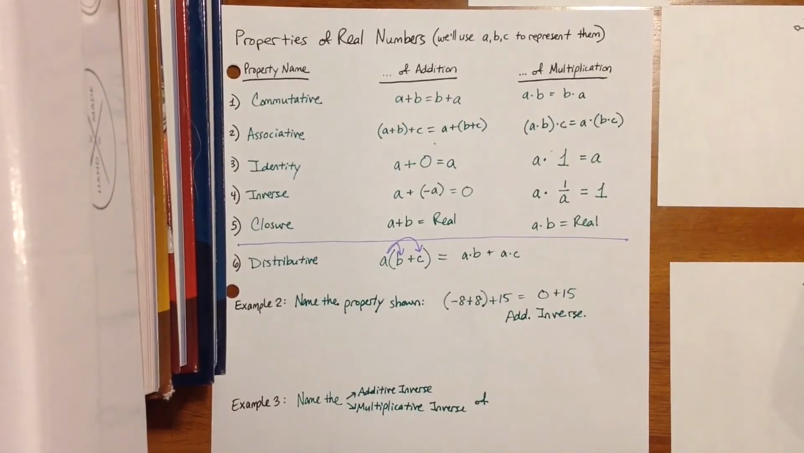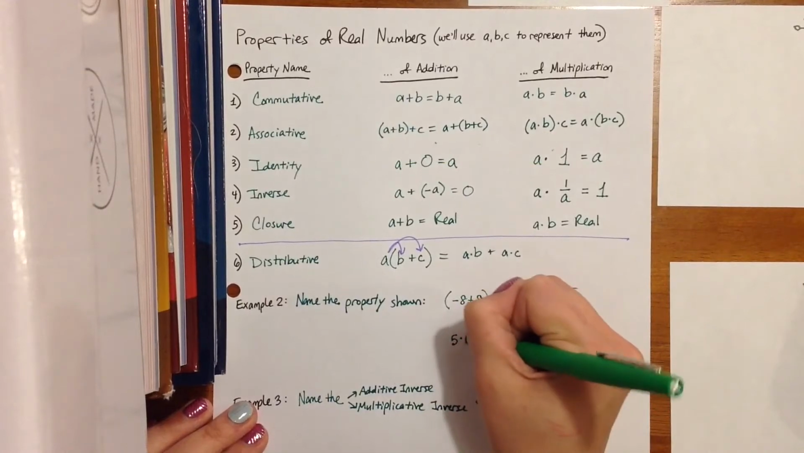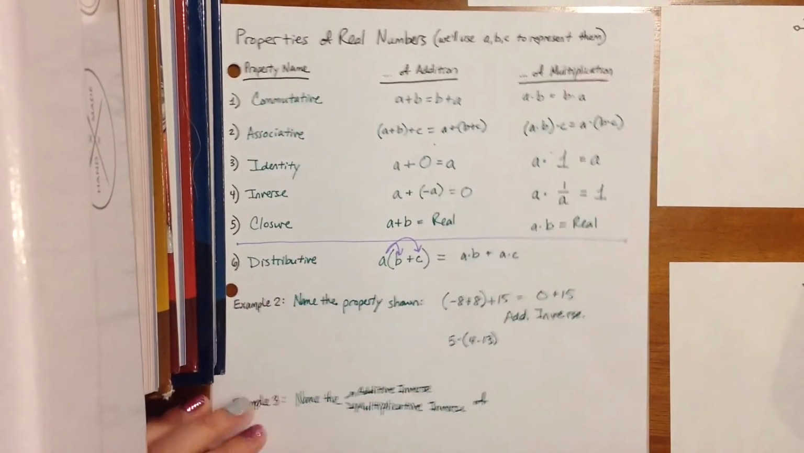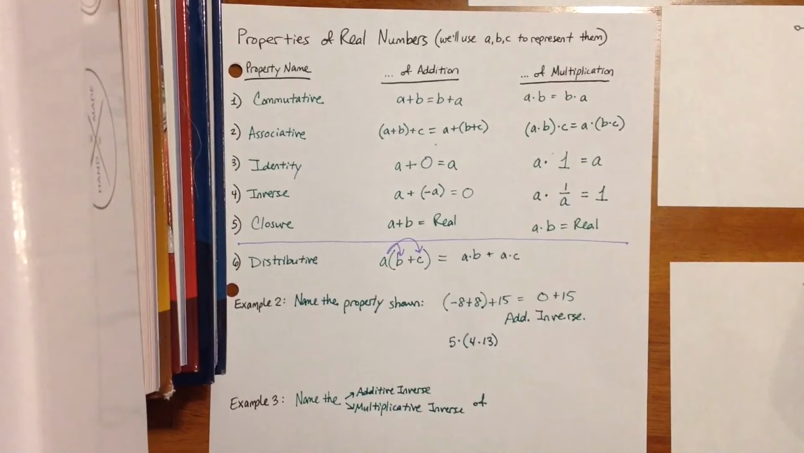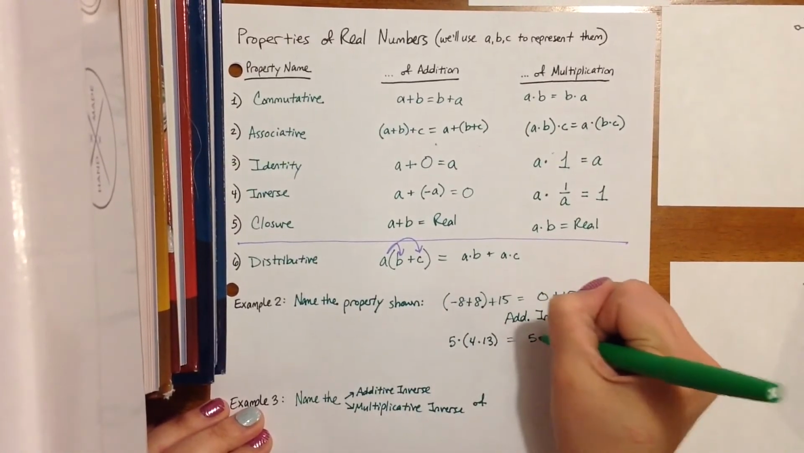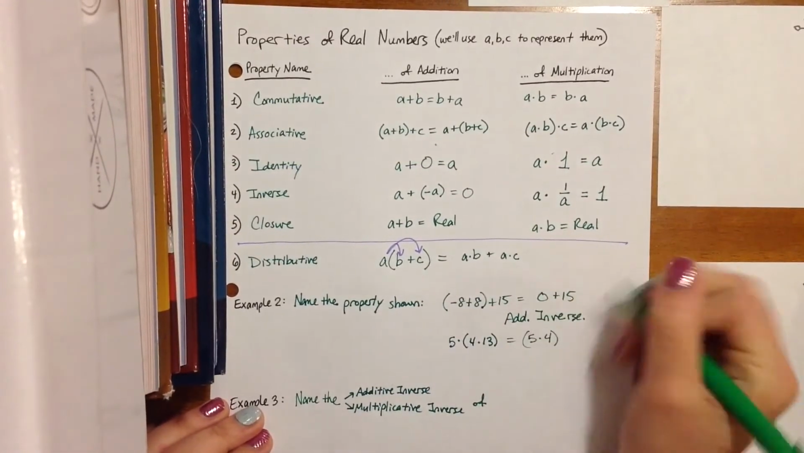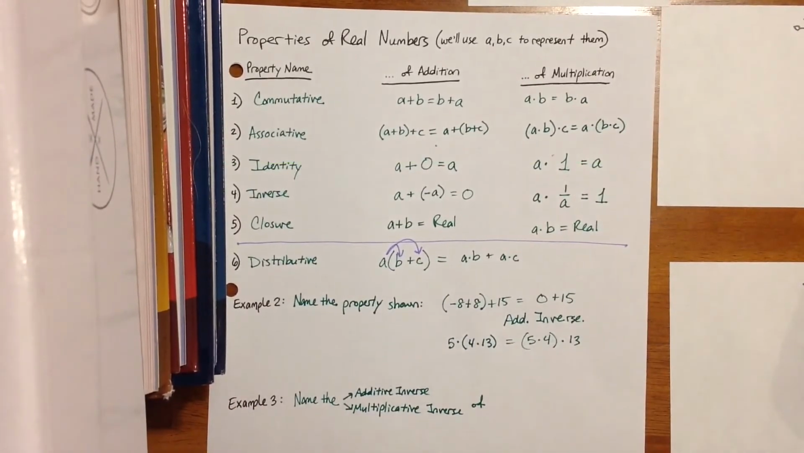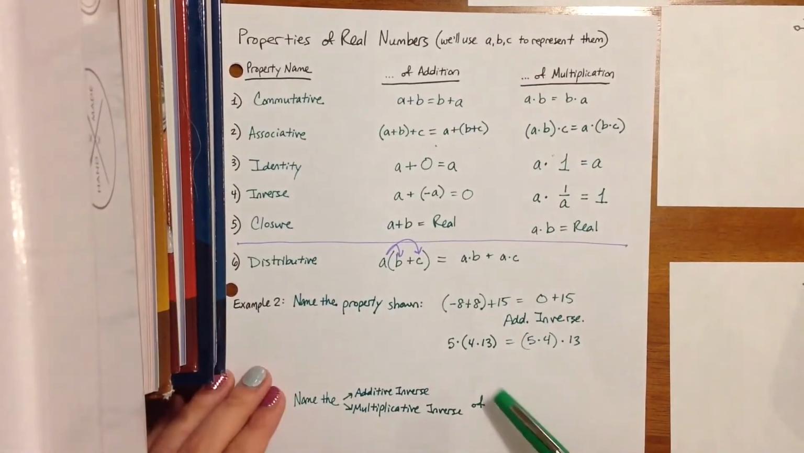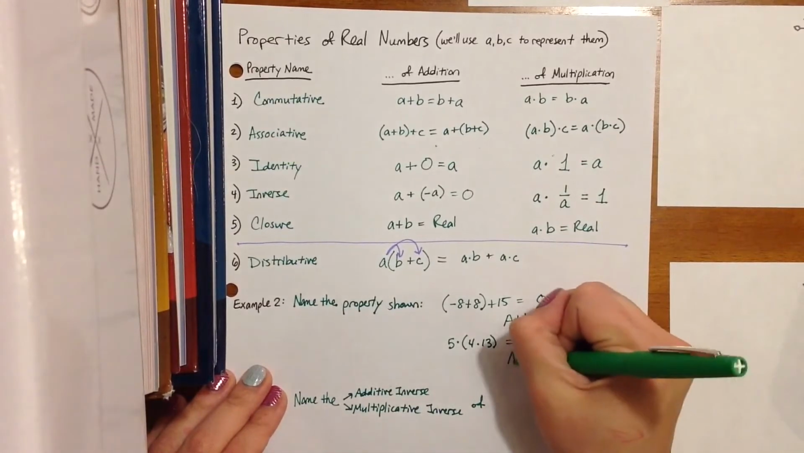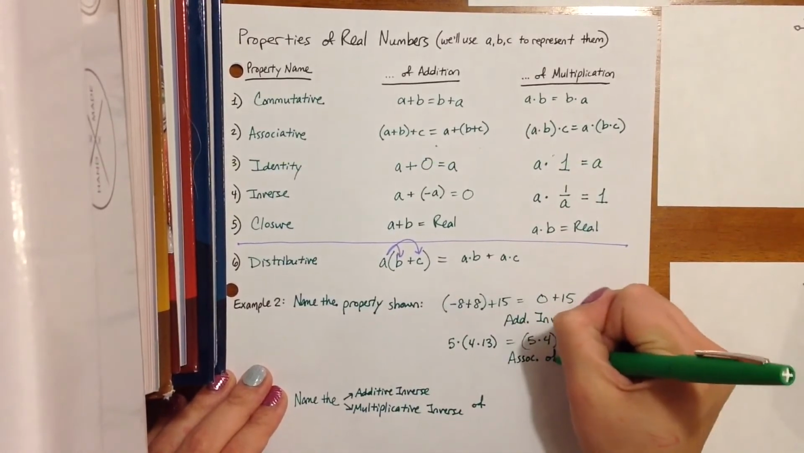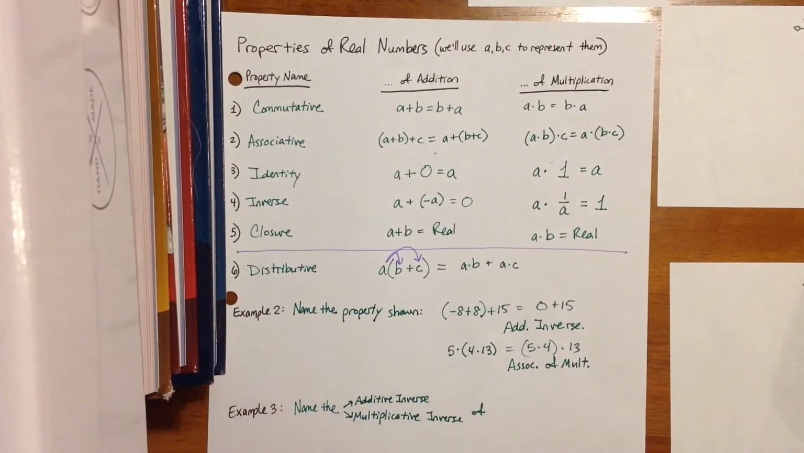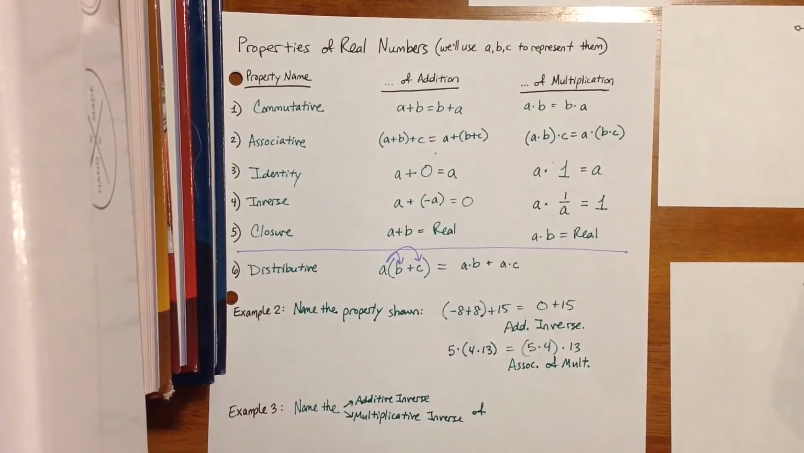Okay, let's do another one. Let's say I have 5 times 4 times 13, but the 4 times 13 is in parentheses. But now I know that I could also have the 5 times 4 in parentheses and then multiply by that 13. And the question is, what property is being shown here? And hopefully you can see that this is my associative property of multiplication, because that is the operation I am working with. So this is associative of multiplication. So just naming the property that is C.